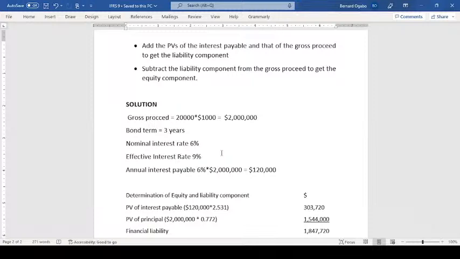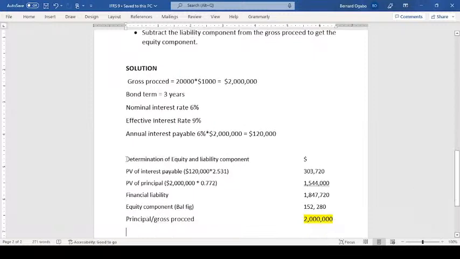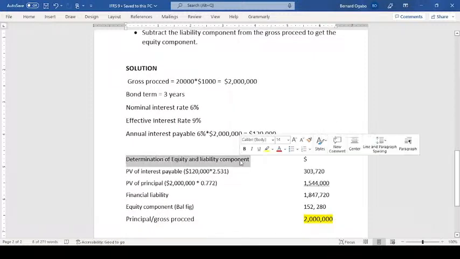And the next step that I listed out for you is to find the annual interest payable. The annual interest payable will be calculated using the nominal interest rate and not the effective interest rate. So the annual interest, 6% multiplied by 2 million, means that you will be paying 120,000 per year for this 2 million bond. Then the next steps that I listed will help you to get to the final answer, what you were required to do.